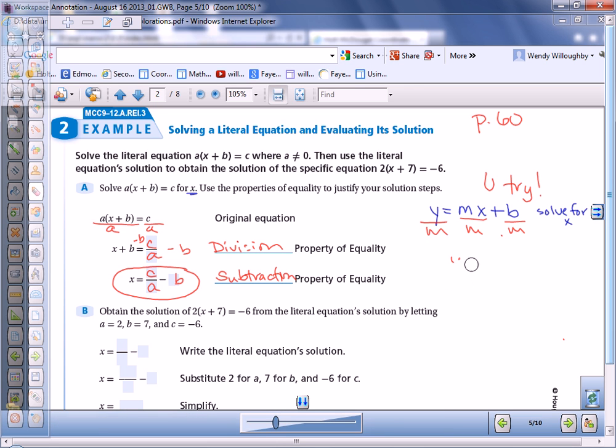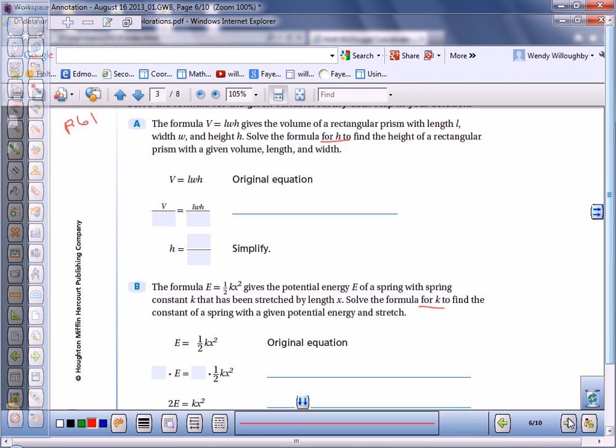All right. Let's flip over to page 61. The formula volume equals length times width times height gives the volume of a rectangular prism with a length of L, a width of W, and a height of H. Now we're going to take this formula and solve for H. So if we knew the volume and we knew a length and a width, could we find the height that we needed it to be? And that's what we'd be solving for here.